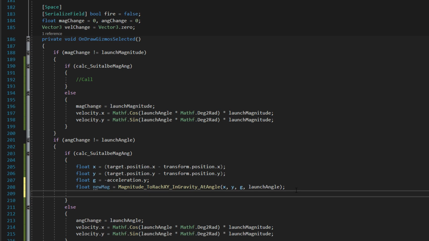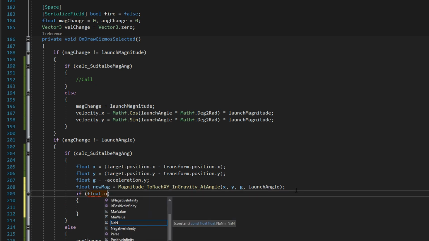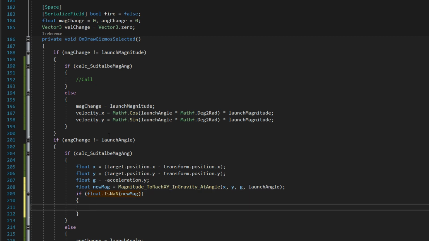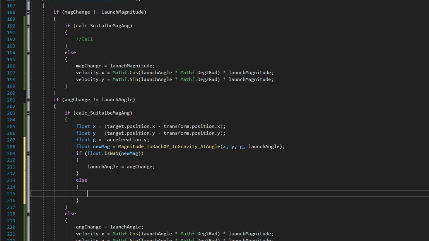In case the calculation of magnitude was not possible, the function will return a none, and we're gonna check if it is none. If it is, we will reverse the change that we have made in our editor, and if not, we're gonna keep the change.